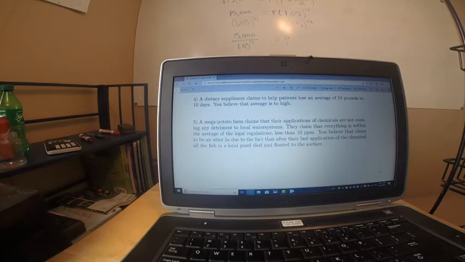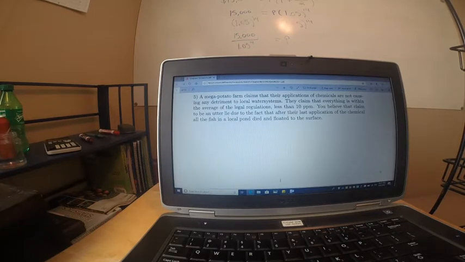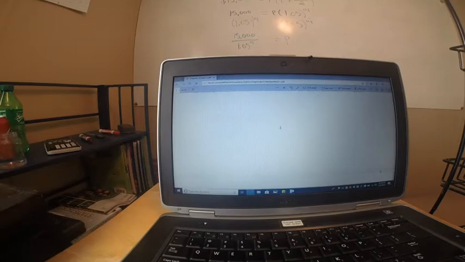4. A dietary supplement claims to help patients lose an average of 10 pounds in 10 days. You believe that average is too high. You could test that with hypothesis testing. 5. A mega potato farm claims that their applications of chemicals are not causing any detriment to local water systems. They claim that everything is within the average of legal regulations, less than 10 parts per million. You believe the claim to be an utter lie due to the fact that after their last application of chemical, all the fish in a local pond died and floated to the surface. You could answer that one and figure it out with hypothesis testing.